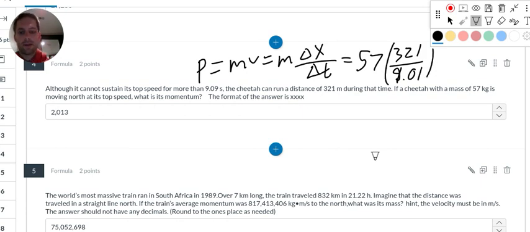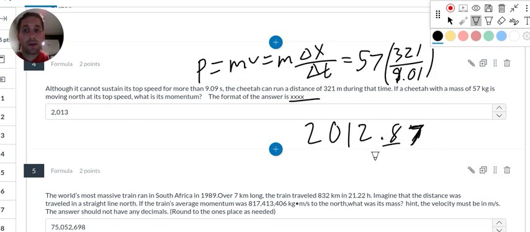Get an answer for that, I should get 2012.87, which I'm rounding because I want this to no decimal places, it looks like. There's that 0.8, so I can round that up to 2013. That's what I get. All right.